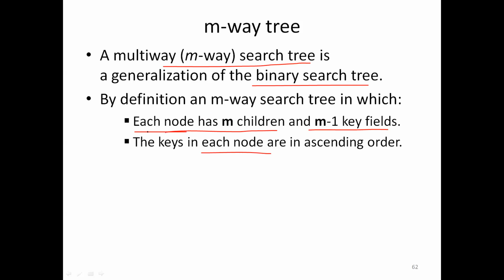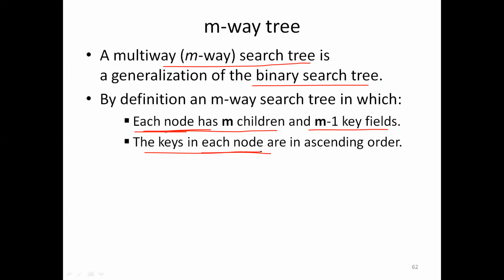The second is that the keys in each node are in ascending order. When you are inserting an element into the tree, for example in an m-way tree or binary search tree, whatever the case, while inserting itself you will make the elements ascending, so that while searching an element it is easy. Insertion takes some time, but searching is very easy. Why? Because it is already in sorted order. So the keys in each and every node will be in sorted order.